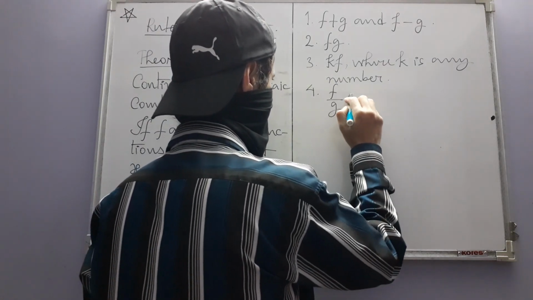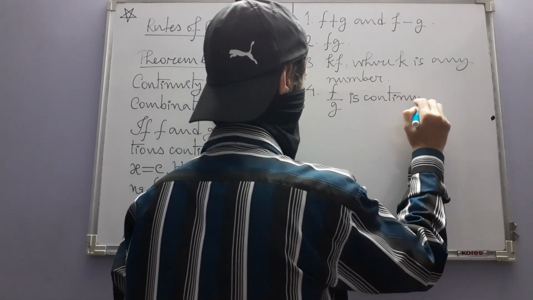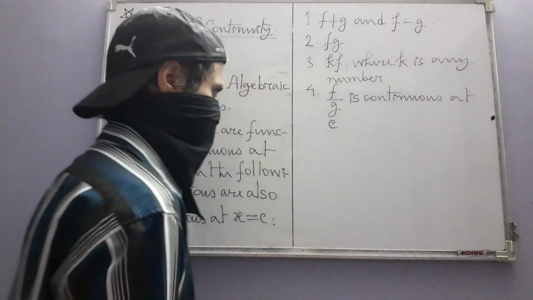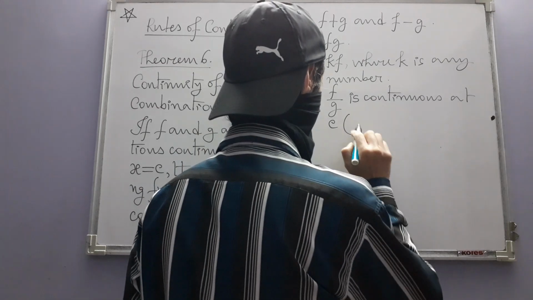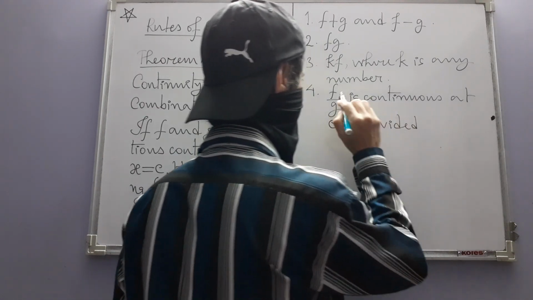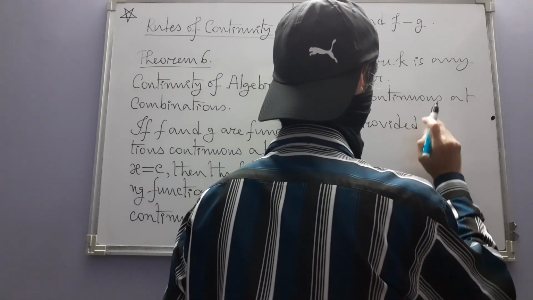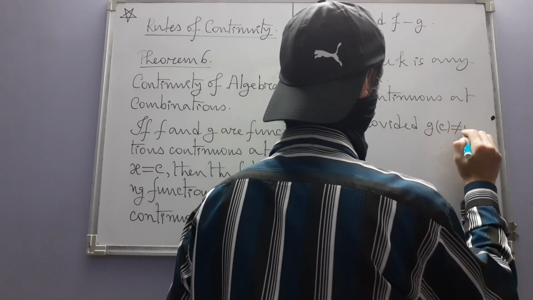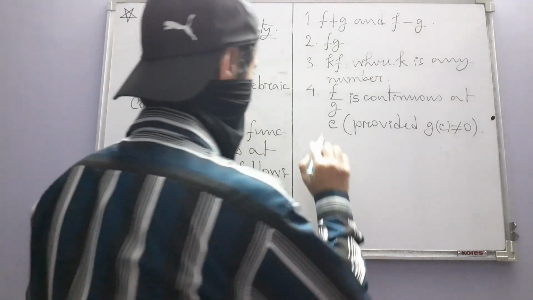f over g is continuous at c, provided, of course, because we are dealing with division, g of c is not equal to 0. And then there is one more.